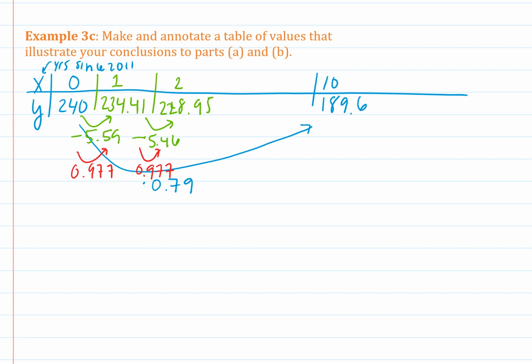But here we can see that the values are decreasing by about $5.53. That was our average rate of change. Again, if you look at the x values from 8 to 9 to 10, there's not a constant additive difference, but there will be a constant multiplicative difference of 0.977.